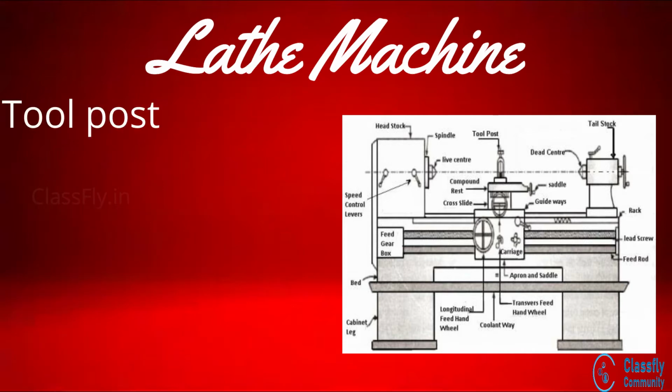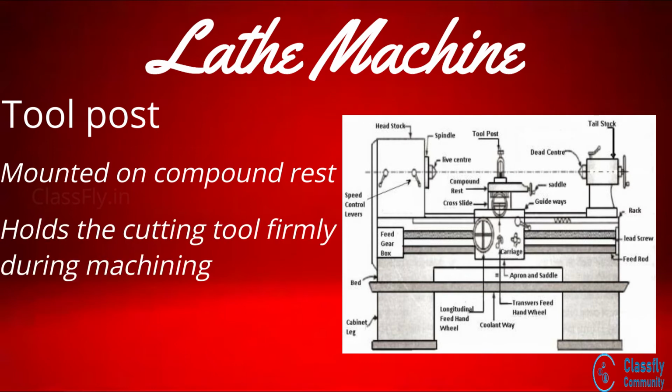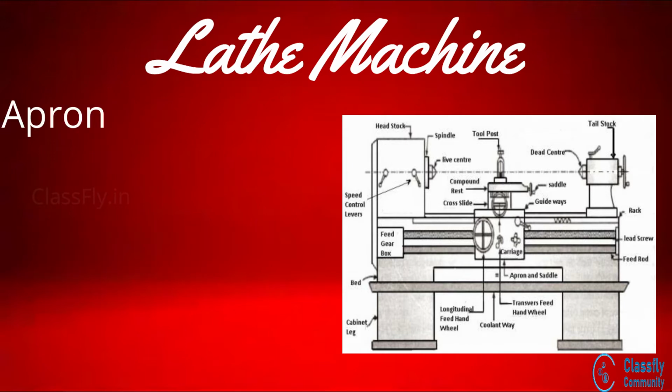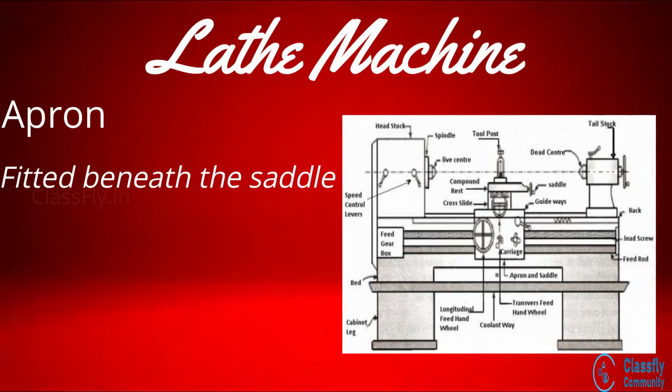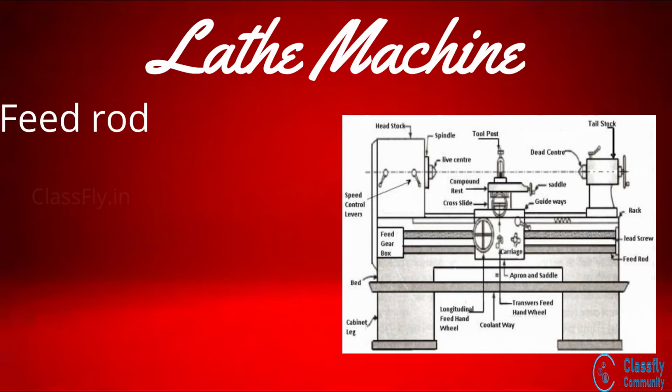Tool post. Well, this is mounted on the compound rest. The tool post is used to hold the cutting tools firmly in position during the machining process. Apron. This is fitted beneath the saddle facing the operator. The apron consists of the gears, levers, handwheels, etc. to operate the carriage.